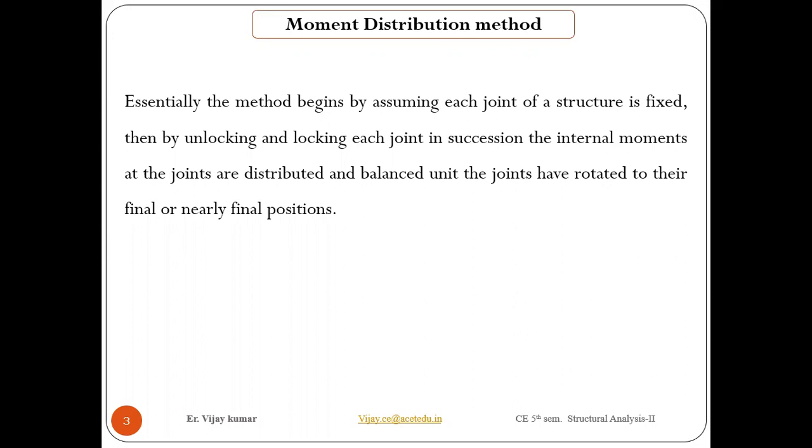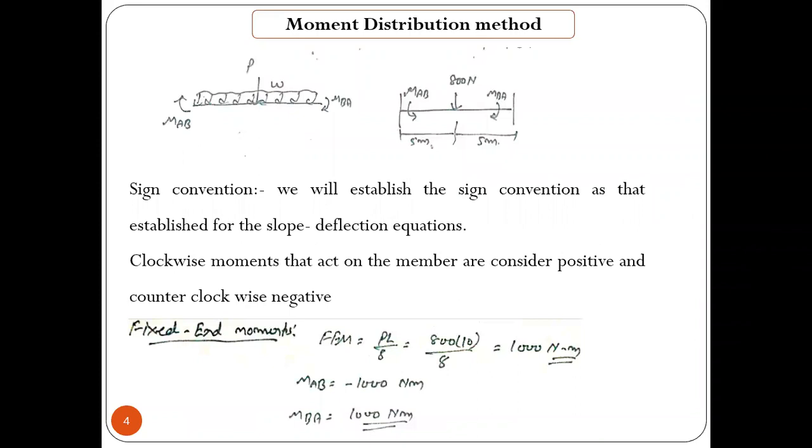The internal moments at the joints are distributed and balanced. The joints have rotated to their final or nearly final position. So by unlocking and locking, we calculate the internal moments at the joint, distribute and balance them on all the joints, nearly or finally reaching equal positions, right? Here I'm going to show something so you will better understand the things we have seen theoretically in the previous slide. You might not be connecting them yet, but after seeing this you will better understand what I mean about all those points that we just saw in the previous slides.